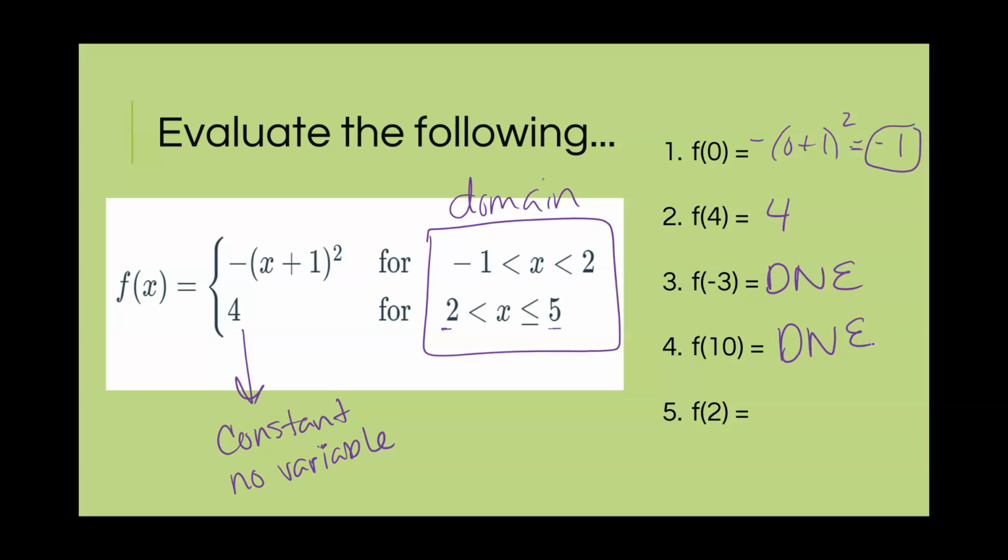Okay. Now 2. 2 is a hot spot. You got a 2 here. You got a 2 here. Can it equal 2 in any of these equations? No, it cannot equal 2. So again, this is going to be a does not exist. Okay? It's just that simple. If you do not see it, it cannot satisfy any of these domains, it is a does not exist. All right?